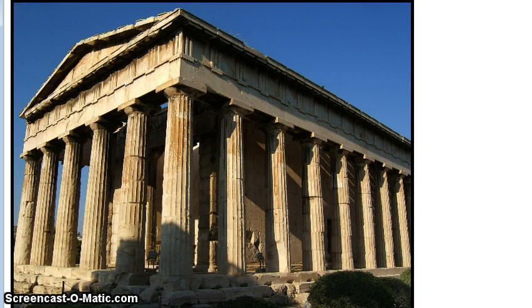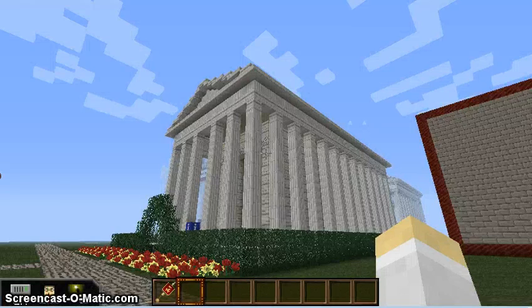It is probably one of the best preserved temples, may even be one of the best preserved temples from antiquity, although that's sort of a bold statement, but it's certainly a very well preserved temple. So here's the image of it, and one of many images that the student, whose name is Nick Sigmund, was using to recreate it. And now let's take a look at what we have in Minecraft.